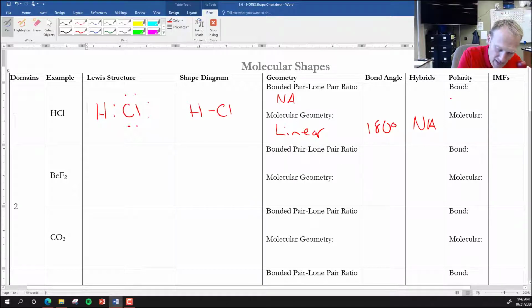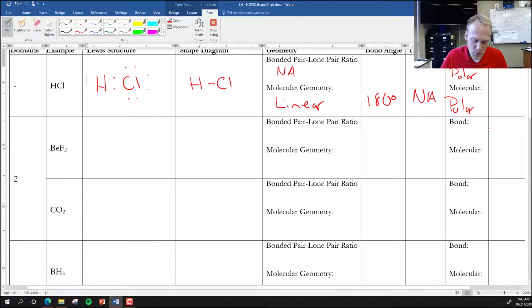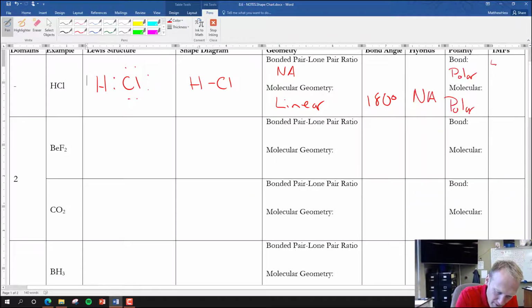That means that this bond is polar, and it also means that I can draw a line splitting the negative from the positive end, which means this molecule would be polar. So now we need to deal with the intermolecular forces. We know that all molecules have at least London dispersion forces, or LDFs. And what that means is we can put LDFs in every box all the way down because we know that there will at least be temporary dipoles in every molecule, no matter if it's polar or nonpolar.